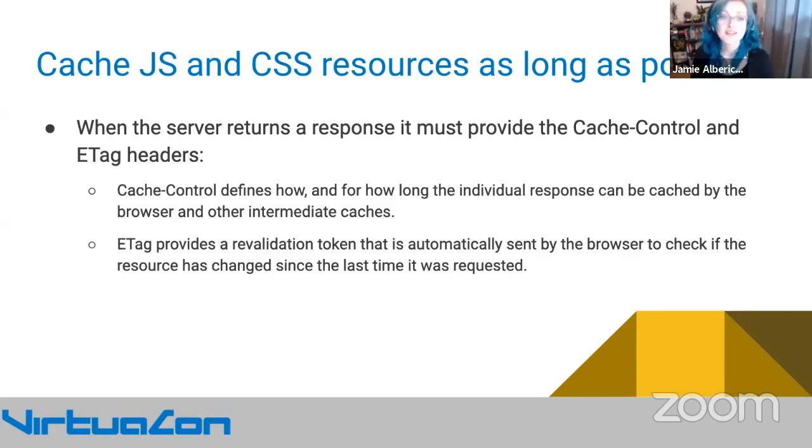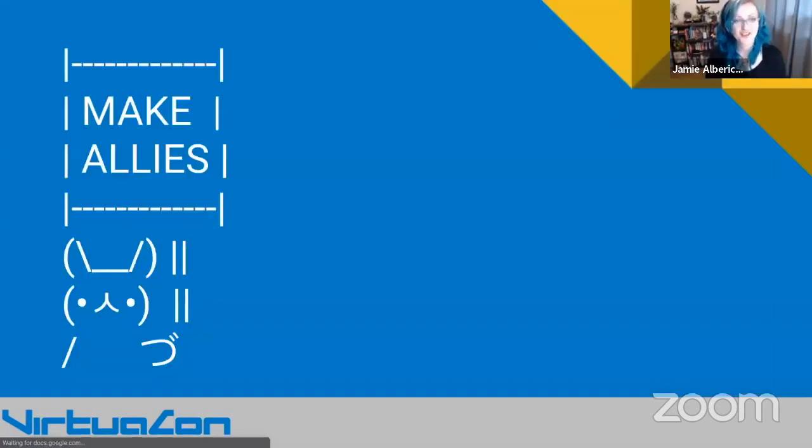Cache control defines how long and how resources can be cached for browsers and intermediate responses. So CDNs, pieces like that, very useful to us. Our e-tag is a revalidation token. Basically, we have a sequence here and a sequence here. If these two match, we reuse. If they don't match, then it's time to go ahead and fetch a fresh copy.